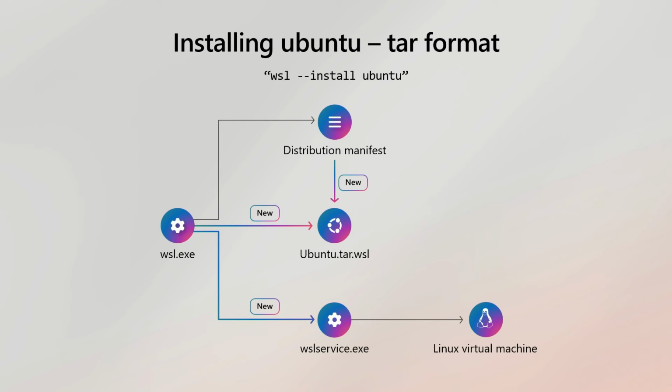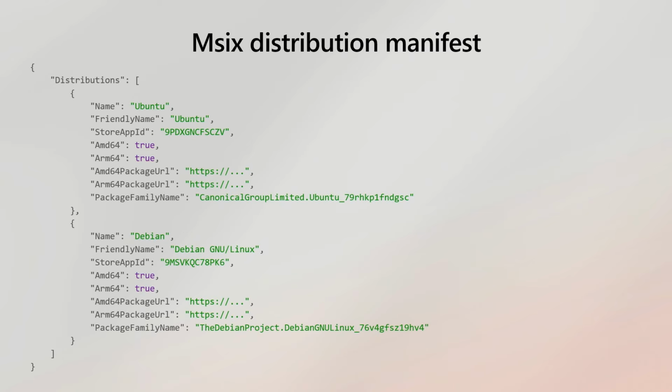So let's look a bit at what's actually inside this distribution manifest. And let's look at what was in the MSIX distribution manifest. So this is essentially a JSON file that we host on GitHub that distribution maintainers can do pull requests to add new distributions or make changes. And it's just a list of everything that the WSL install supports. So the key things to look at are the name, which is what we use to match the distribution name and figure out which one to install.